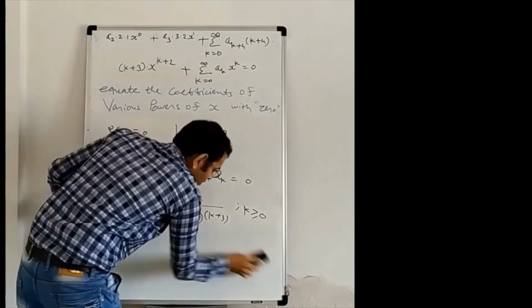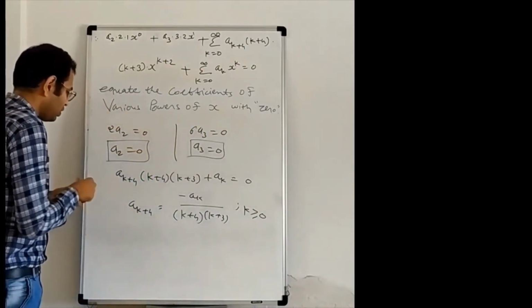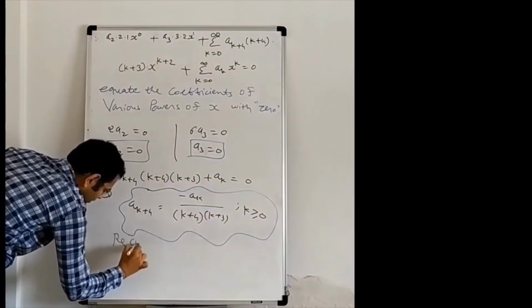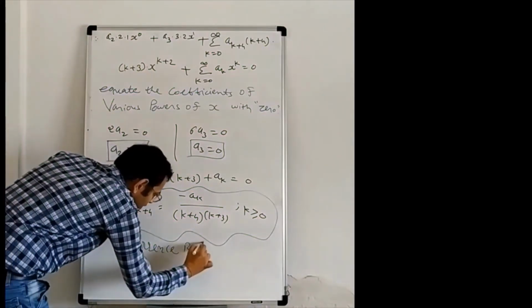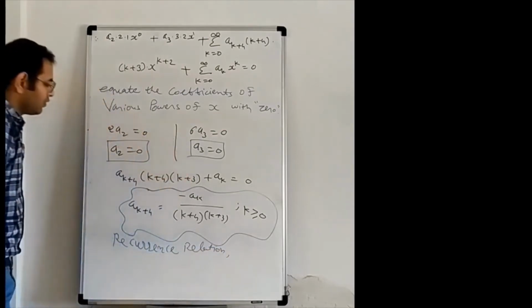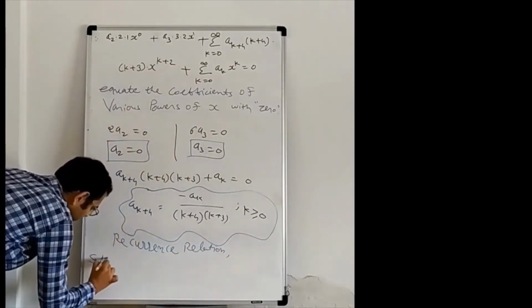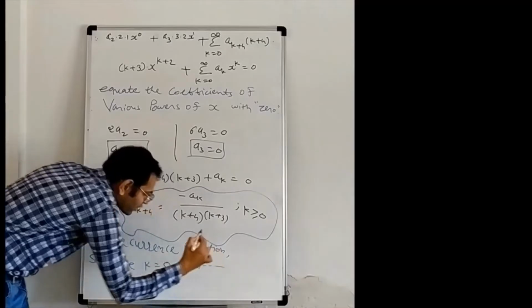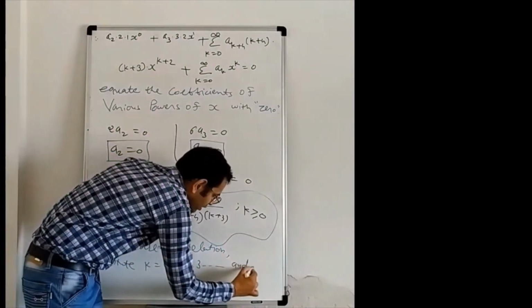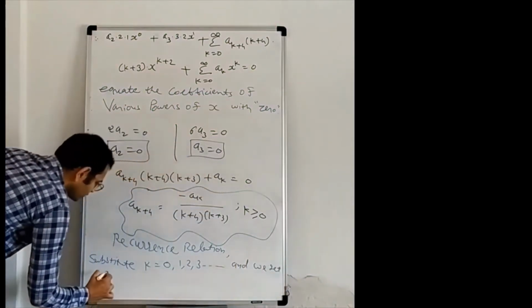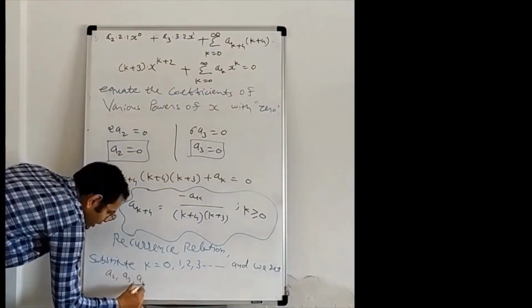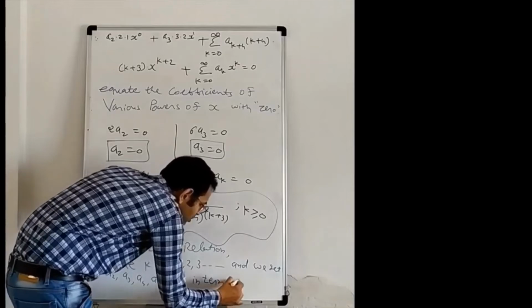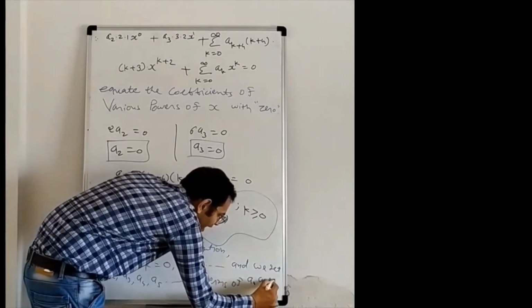This equation is a recurrence relation. Substitute k equal to 0, 1, 2, 3, etc., and we get A2, A3, A4, A5 and so on in terms of A0 and A1.